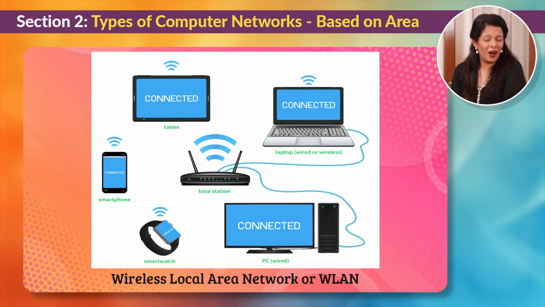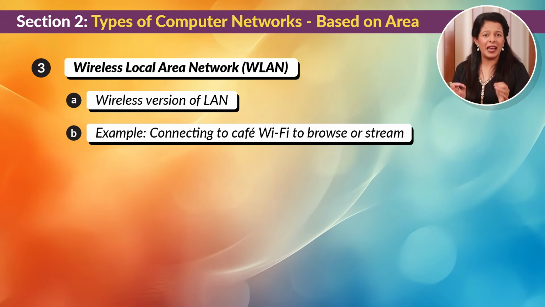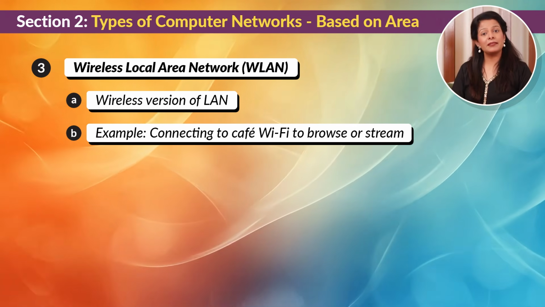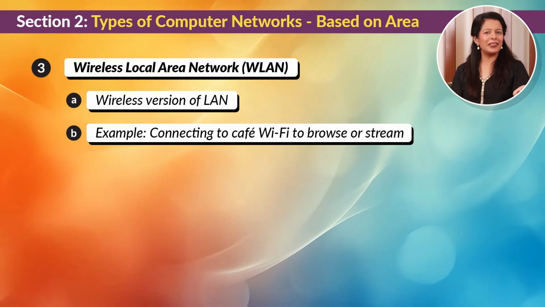Thirdly, we have the Wireless Local Area Network or WLAN. This is basically a wireless version of a LAN. You have probably used this when you visit a coffee shop and connect your phone or laptop to the cafe's Wi-Fi without using any cables. This wireless connection allows you to browse the internet or stream videos easily.